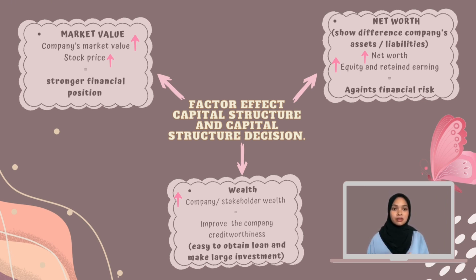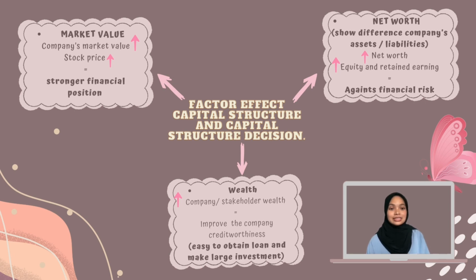Next is the wealth of the company or its shareholders, which can indeed have an impact on its capital structure and capital structure decision. When they have higher wealth, it can provide them with more financial resources. Additionally, higher wealth can improve the company's creditworthiness, and it is also easier to obtain a loan or issue bonds at favorable terms.